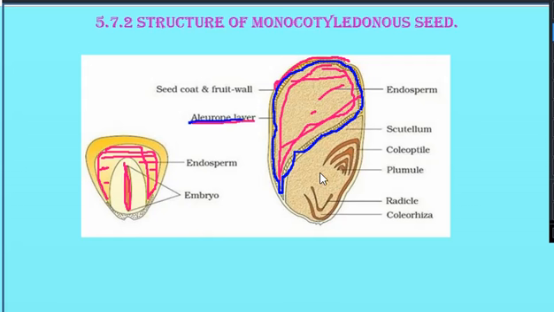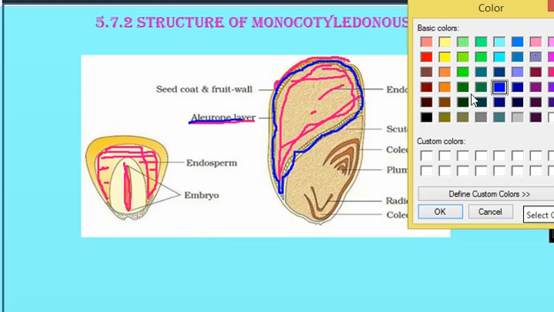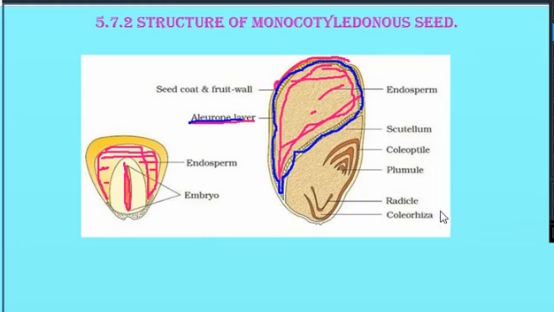The embryo is small and situated in a groove at one end of the seed. It consists of a large shield-like structure called the scutellum. This large shield-like structure is known as what? Scutellum. In the scutellum, there is an embryo with a short axis, and this short axis consists of the plumule. This plumule will develop into the shoot system and the radicle will develop into the root system.